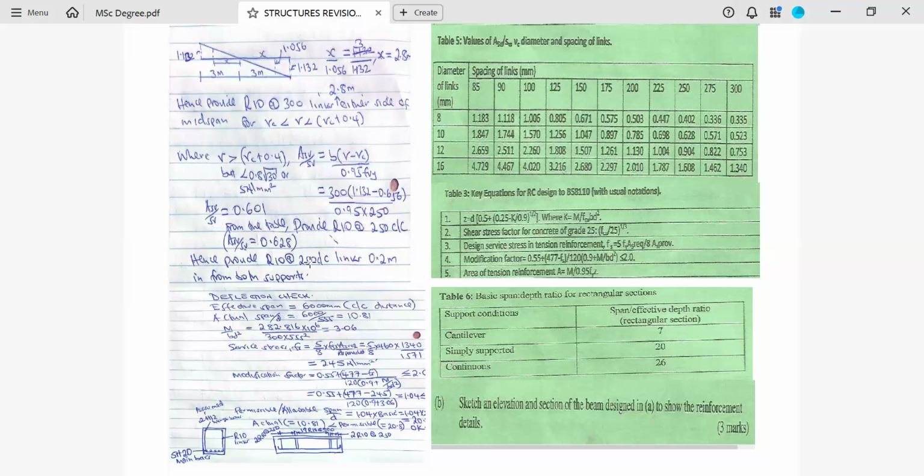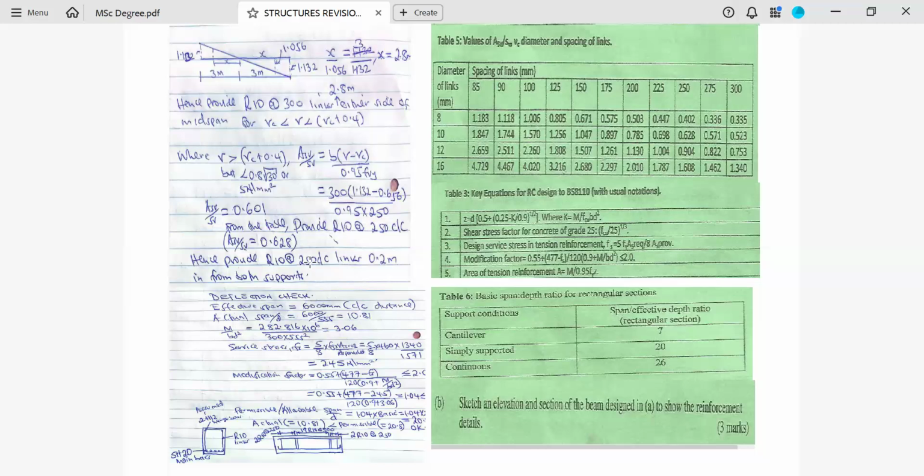Now look at table 6, basic span depth ratio for rectangular section. Now support condition and then span to effective depth. Now for our case, it's a simply supported beam, so basic ratio is 20. Then now we want to look at the modification factor.